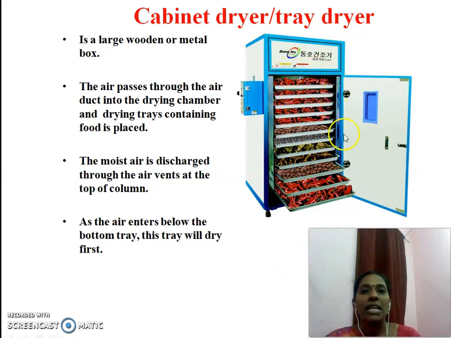In this you can see it contains a large wooden or metal box. The air passes through the air duct into the drying chamber, where drying trays containing food are placed. The moist air is discharged through the air vents at the top of the column. As the air enters below the bottom tray, this tray will dry first. Many solid food products can be dried using the cabinet dryer. In this dryer you can see chilies and even potato rings placed inside the cabinet dryer.